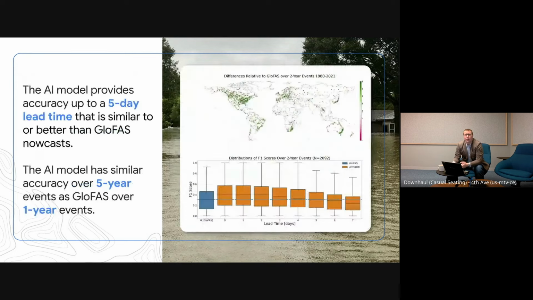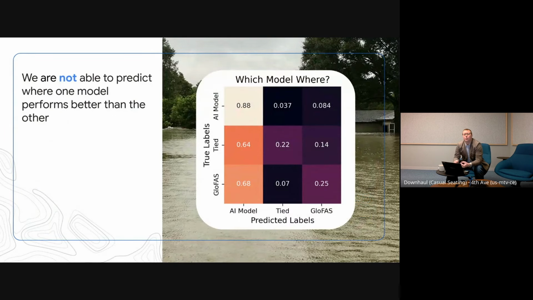So what we see here on this chart at the top are places in green where the machine learning model performs better and places in red where the GLOFAS model performs better. About 80% of the dots on the screen are green and about 20% are red. So there are places in the world where the GLOFAS model outperforms the machine learning model, and it would be useful to be able to predict where that happens, because if you can predict where that happens, you can use one model in those locations or locations that are similar to that, and you can use another model in the other places. You can use the models where they perform better.